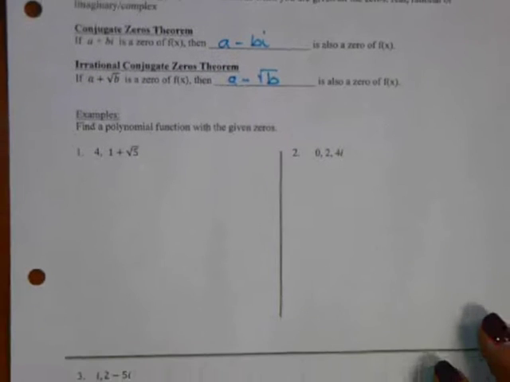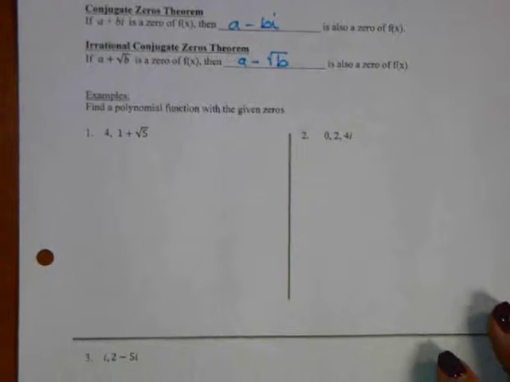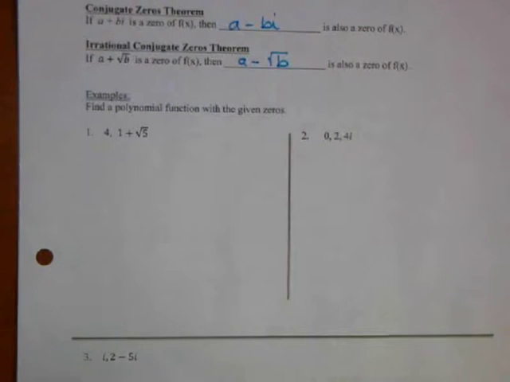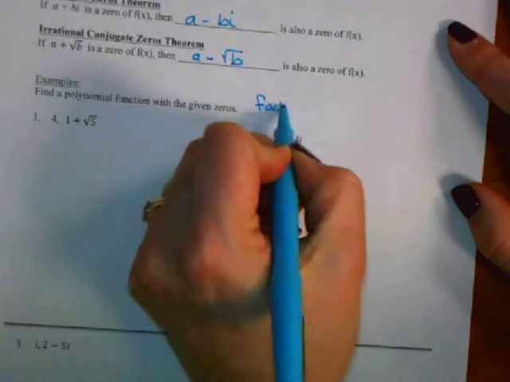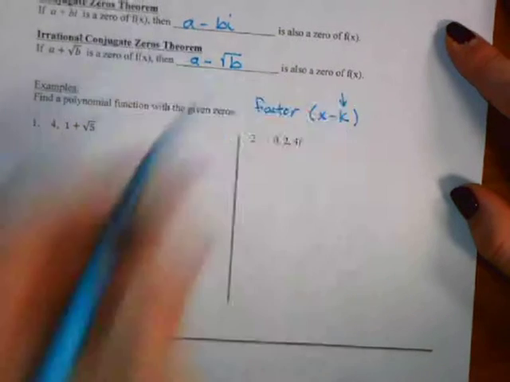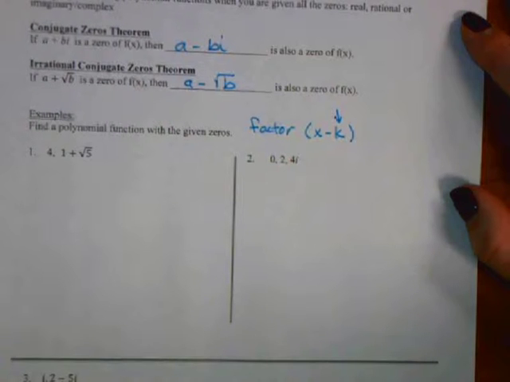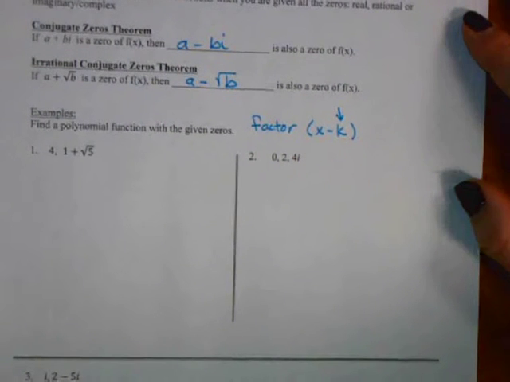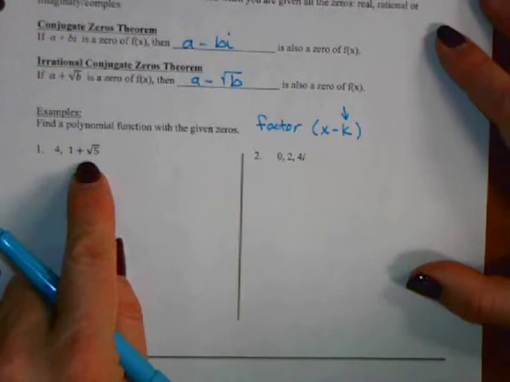Okay? So here, find a polynomial function with the given zeros. Now remember, a 0 can be written as a factor, right? So remember, a 0 can be written as a factor in this form. And you put whatever they gave you right there. Correct? Remember that? So I'm going to write these as factors.